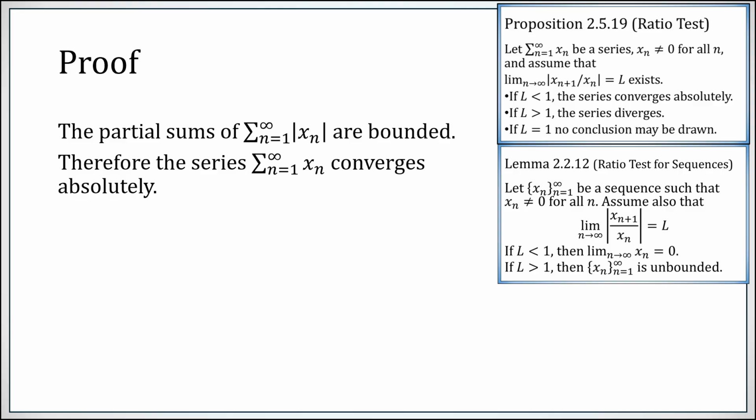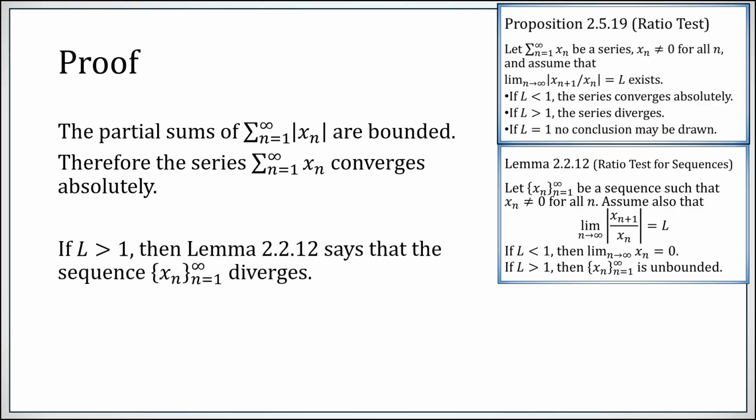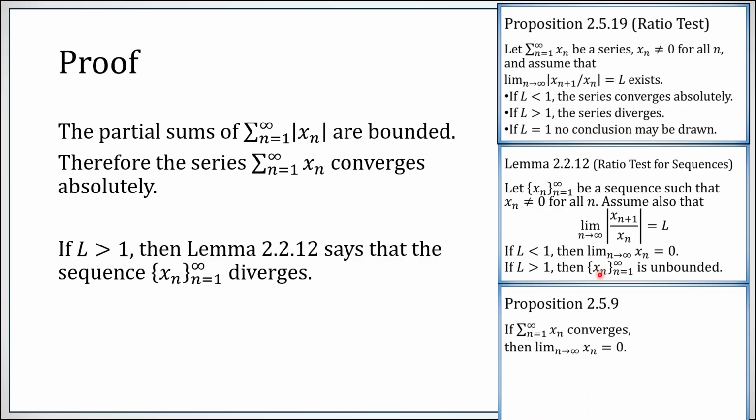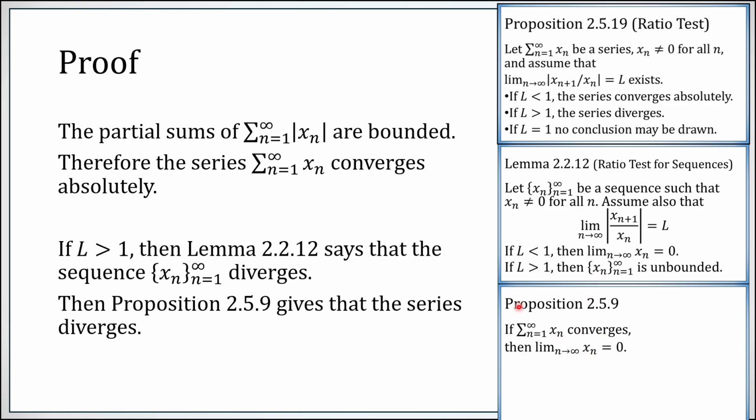Now let's recall lemma 2.2.12. If L is bigger than 1, then the underlying sequence must be unbounded. However, for a series to converge, the underlying sequence must converge to 0. So if L is bigger than 1, the underlying sequence diverges, therefore the series must diverge as well.